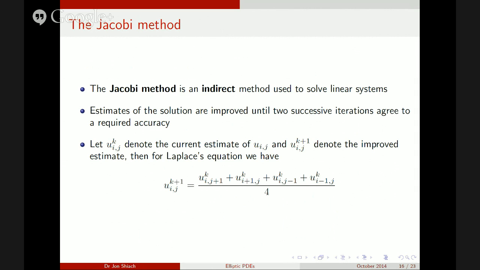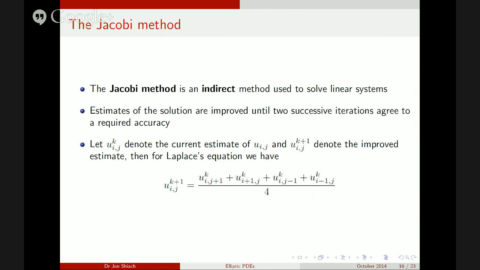Now the Jacobi method is the simplest indirect method. I'm going to let the superscript k denote the current estimate. So we tend to use superscript k. That's not a power. It just says where I am. When k is 0, that's my initial condition. When k is 1, that's my first estimate. K is 2, that's my second estimate. And k plus 1 in the superscript means this is how I'm improving on that estimate.